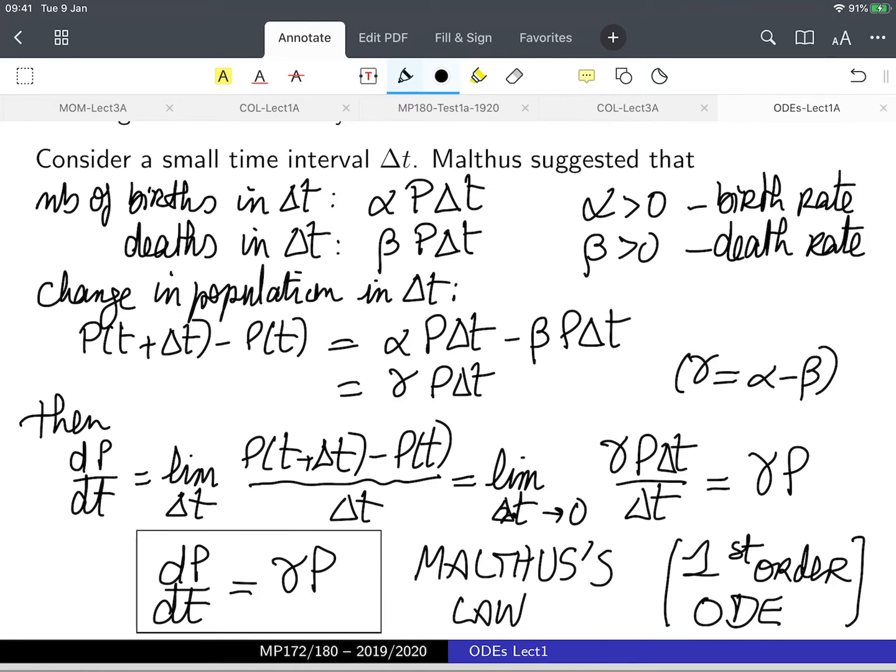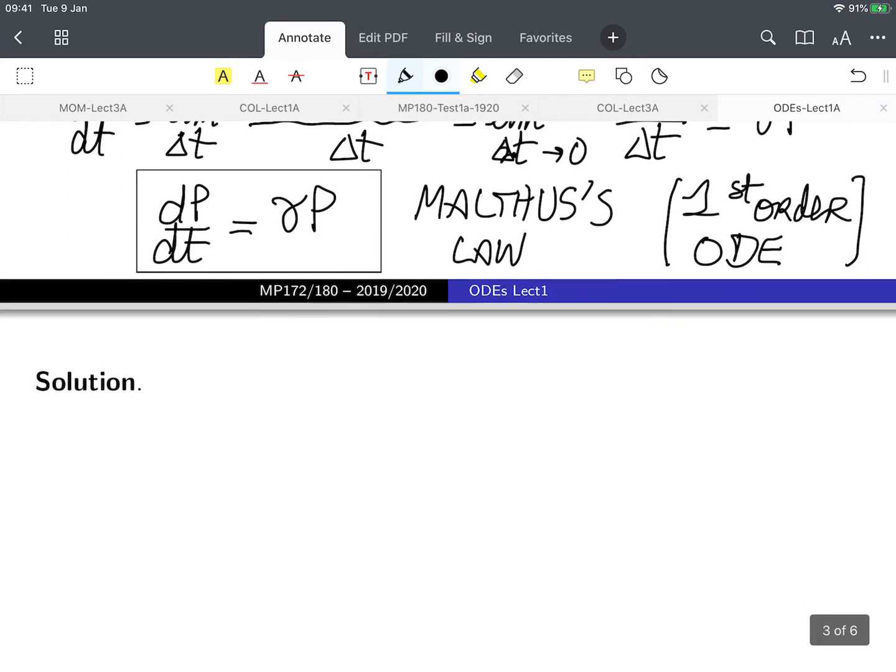First order ODE. You can make a lot of progress for first order ODEs. In fact, that one we know how to solve. We've seen some techniques earlier. Let's try. So far, so good, yeah? How are we going to do this? How are we going to solve this equation?